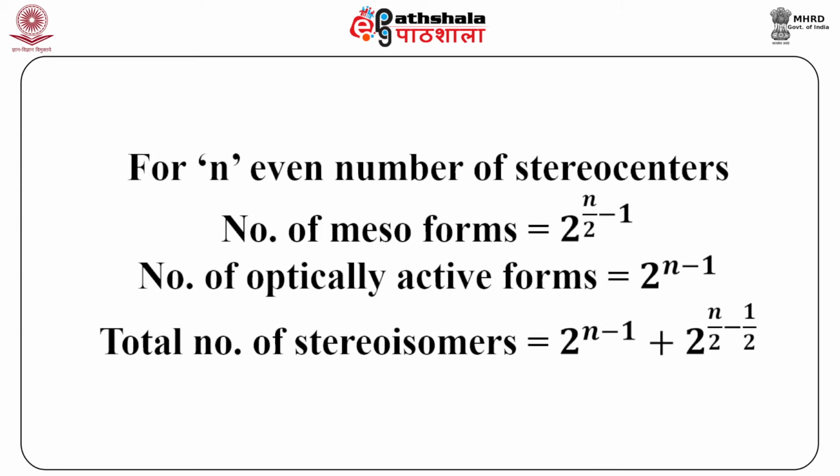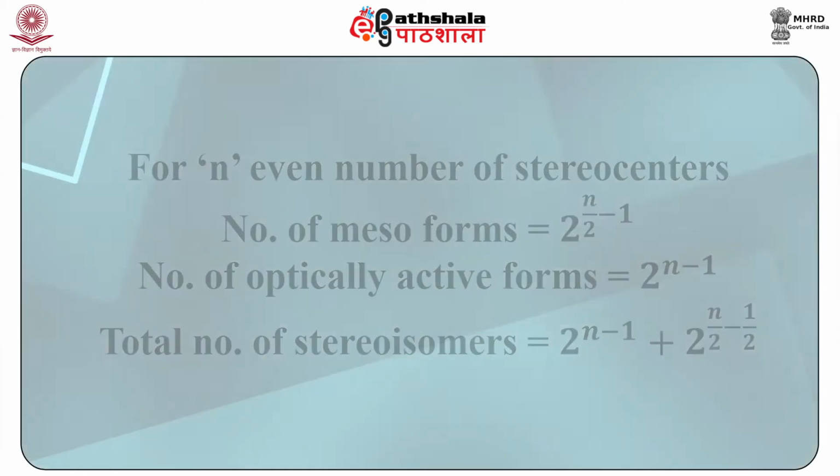Supposing a molecule has an even number of stereocenters, then the number of mesoforms will be 2 raised to the power (n divided by 2 minus 1). Number of optically active forms will be 2 raised to the power n minus 1, which is the same as the molecule having an odd number of stereocenters. Thus, the total number of stereoisomers would be 2 raised to the power n minus 1 plus 2 raised to the power (n by 2 minus 1).